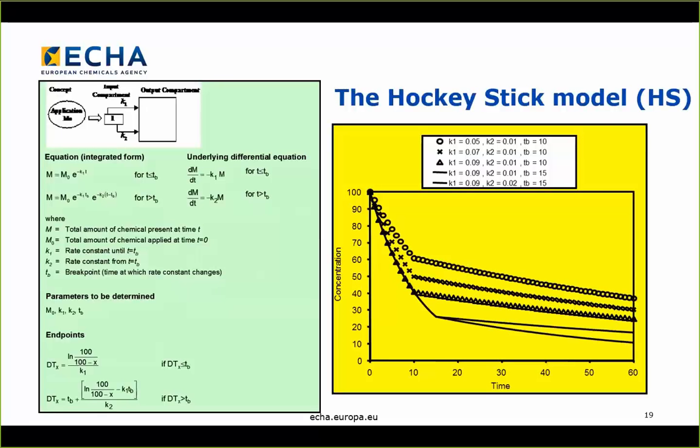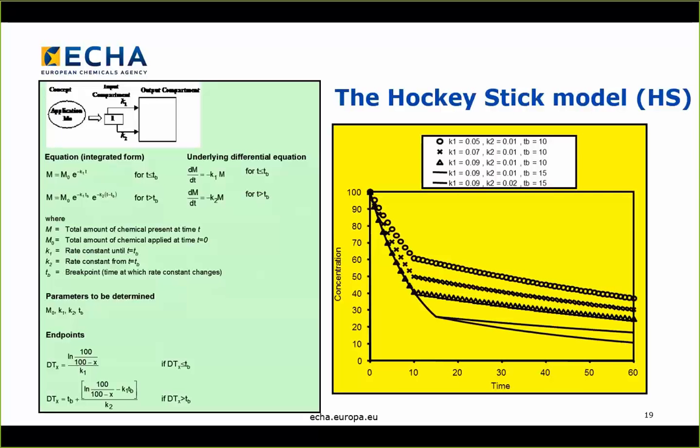In the examples on the right, we have a fast rate constant up to the breakpoint and then a slower rate constant beyond the breakpoint. You can also do it the other way around. You can have a slow rate constant up to the breakpoint and then a faster rate constant after. And you could use that perhaps to describe a lag phase where your substance isn't degrading for a certain period and then it starts to degrade.